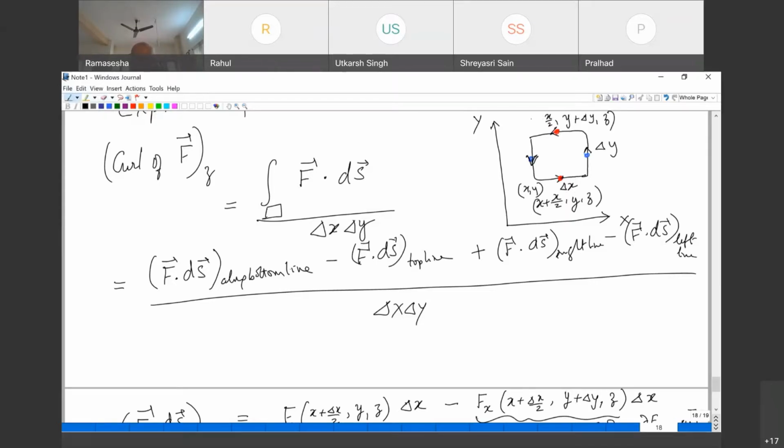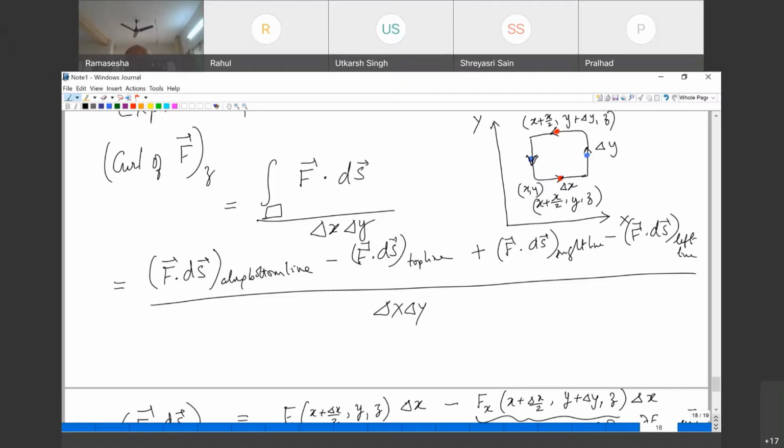It's a cyclic integral, right? Yes or no? You have to integrate around, along the bottom line and along the top line, right? You have to integrate both. Yes or no? Yes, sir.